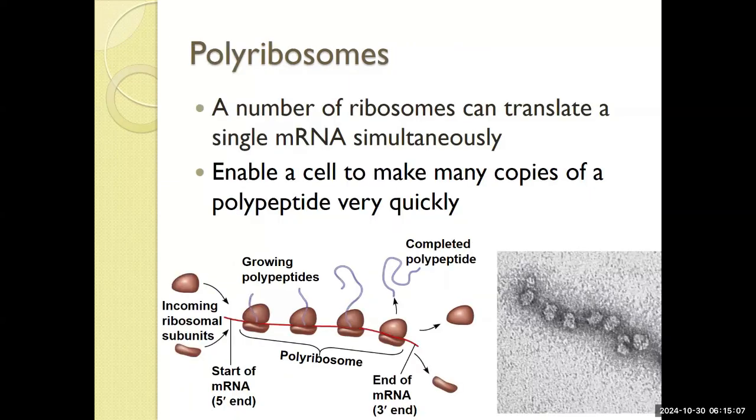Part of the efficiency of translation comes from the fact that any number of ribosomes can be translating a single messenger RNA simultaneously. This enables the cell to make many copies very quickly. So here we can see it in both graphical representation as well as in an electron scanning micrograph.